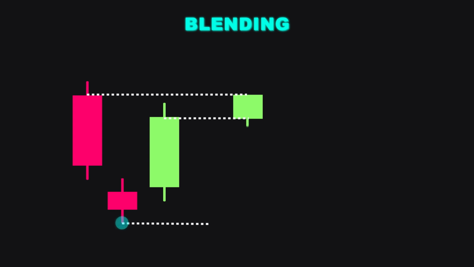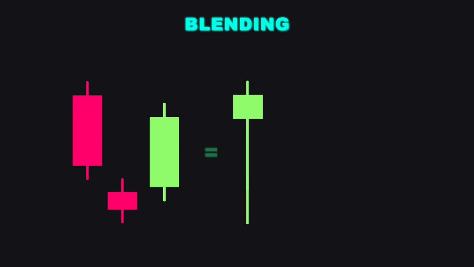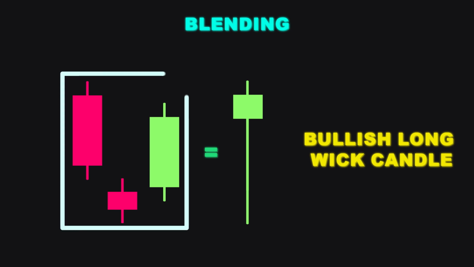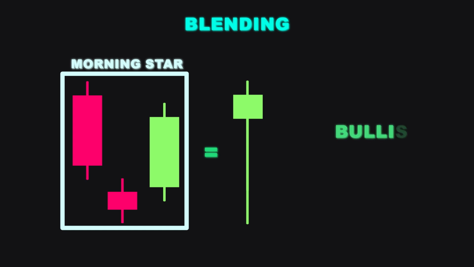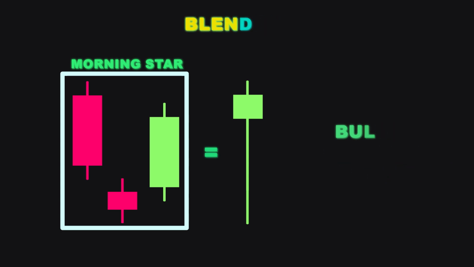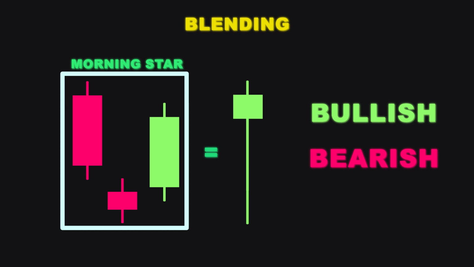Next, we can form the lower wick based on the lowest point of these 3 candles, and also we can form the upper wick of the highest point in the candles. Then we have a candle like this, which is a bullish long wick candle. Many of you may know that these 3 candles together form the morning star, which is a bullish candlestick pattern. But imagine if you do not know about the morning star pattern. With the help of this blending method, you can find out whether bullish or bearish price action is taking place.